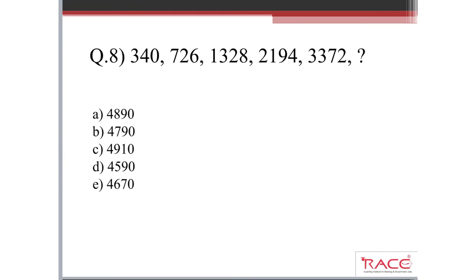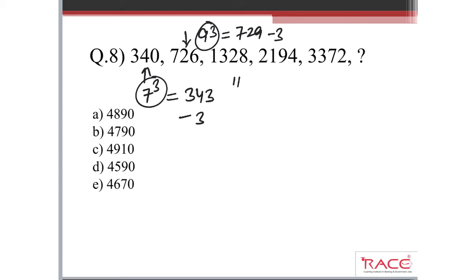Okay, so this is question number 8 of the series, and this is a very interesting question. So here you can see all the values are near to the cube value of some number. So here 340. This is very near to 7 cube. So 7 cube is equal to 343 minus 3. 726 is very near to 9 cube. 9 cube is 729 minus 3. So 7 cube, 9 cube, 11 cube, 13 cube and 15 cube.